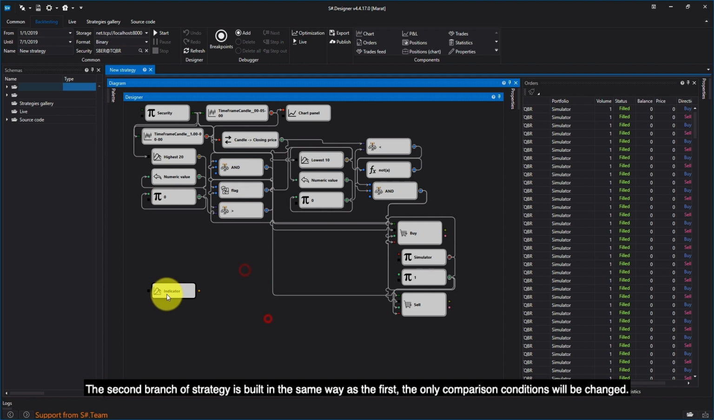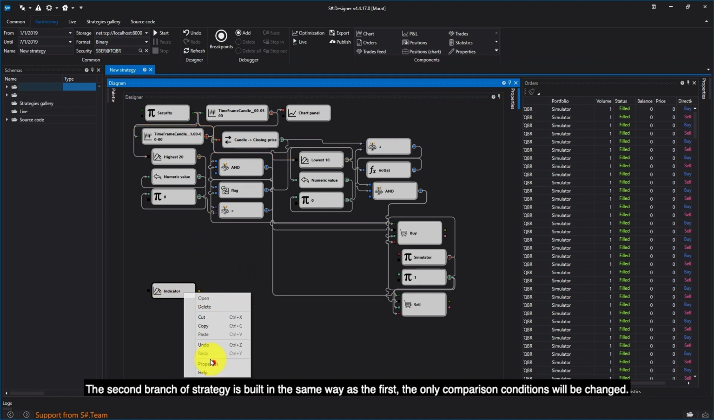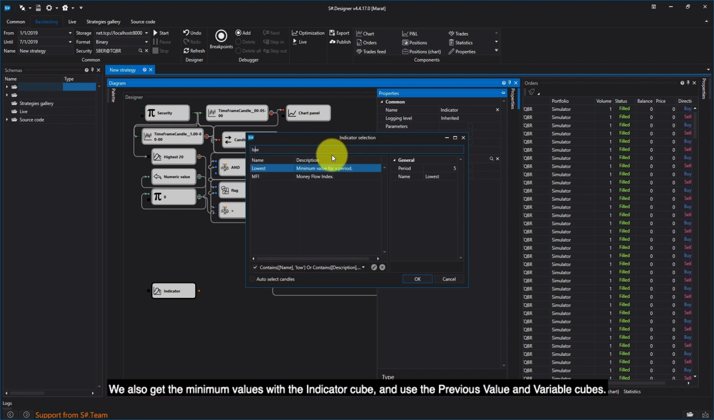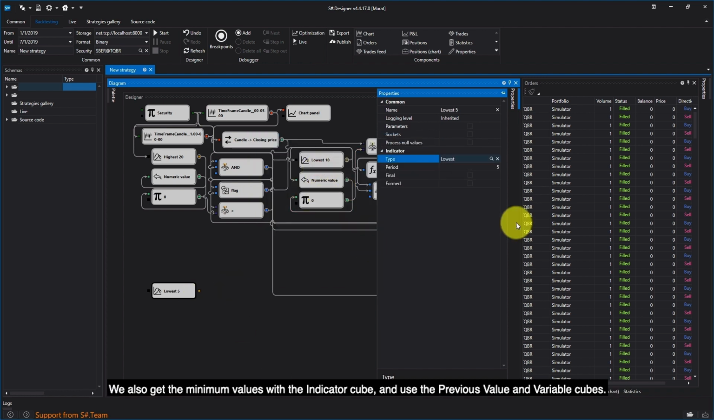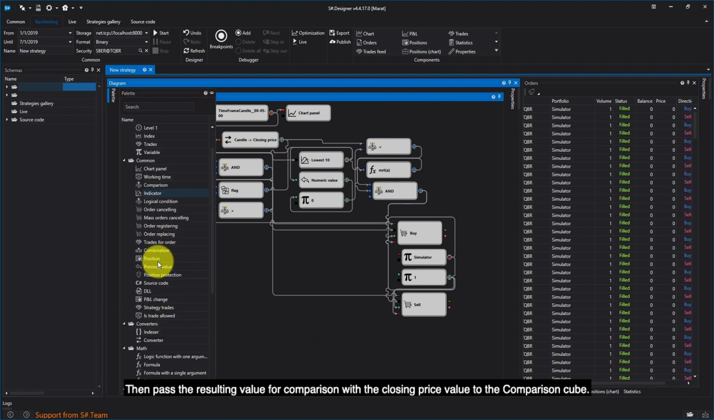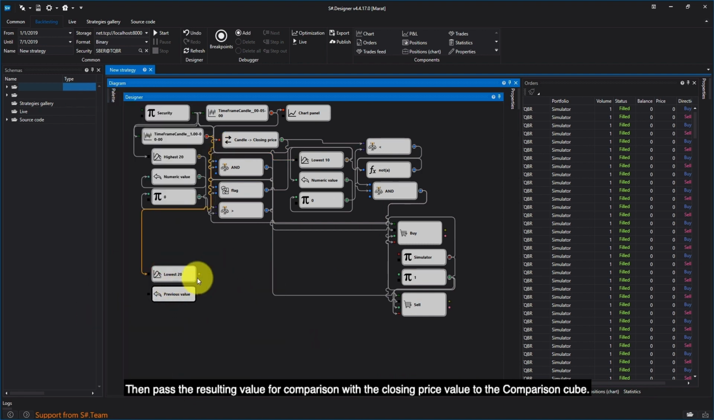The second branch of the strategy is built in the same way as the first. The only comparison conditions will be changed. We also get the minimum values with the indicator cube and use the previous value and variable cubes. Then pass the resulting value for comparison with the closing price value to the comparison cube.